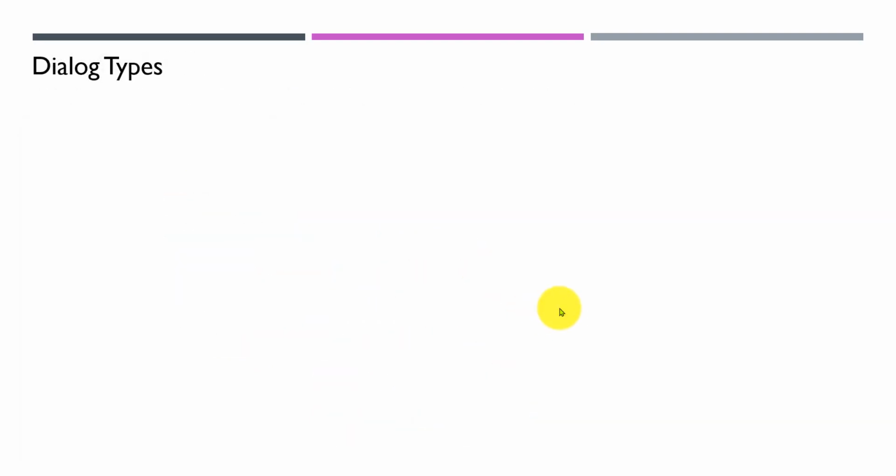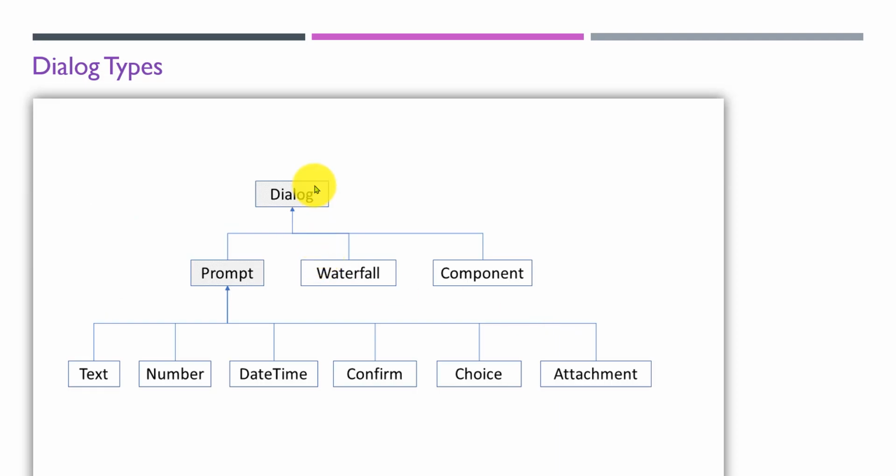And next is dialog types. Dialog types are mainly classified into three different types: prompt, waterfall, and component. For prompt dialog, the number of categories is specified below. The main use of a prompt dialog is to get proper input from the user. It also automatically validates the input from the user.